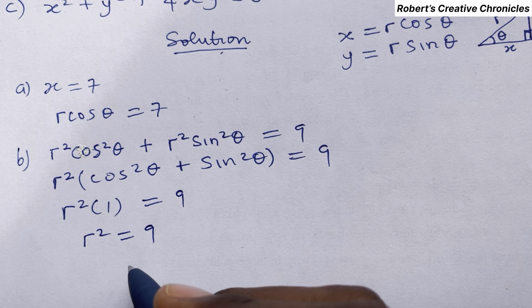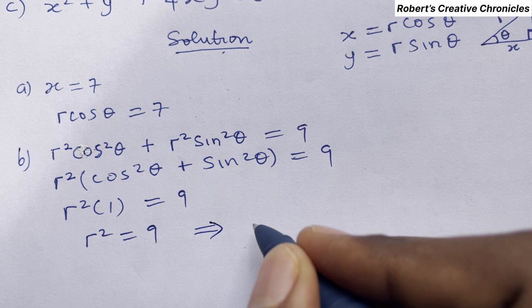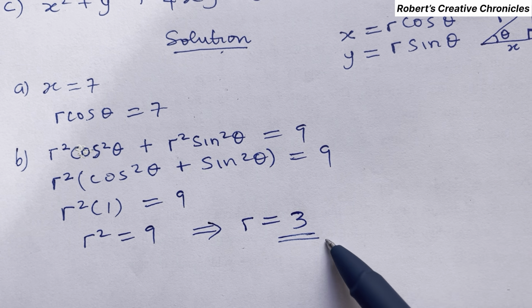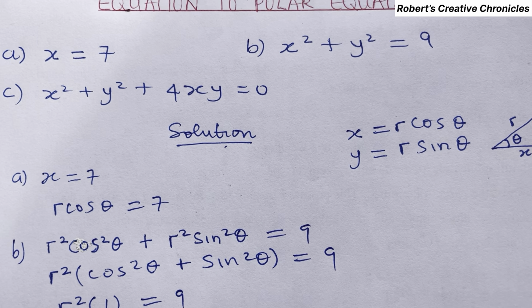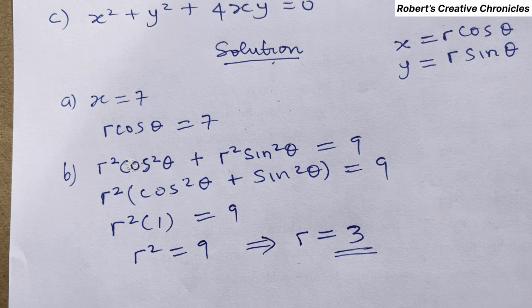We find the square root of both sides. This becomes what? R is equal to 3. So this is the equation. This is the polar equation of this Cartesian equation. So now let's move to part C.